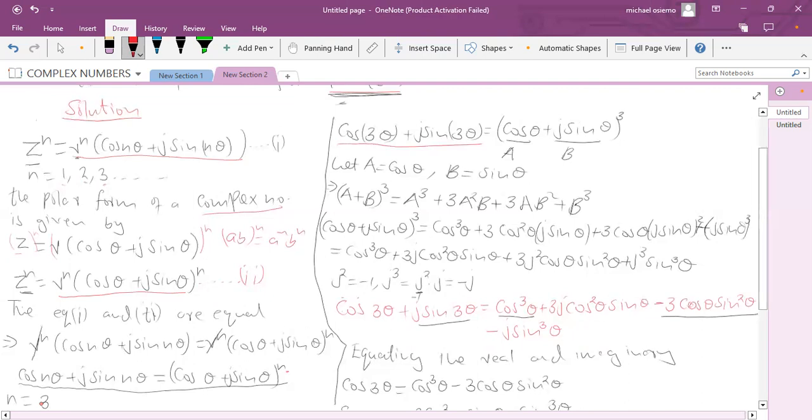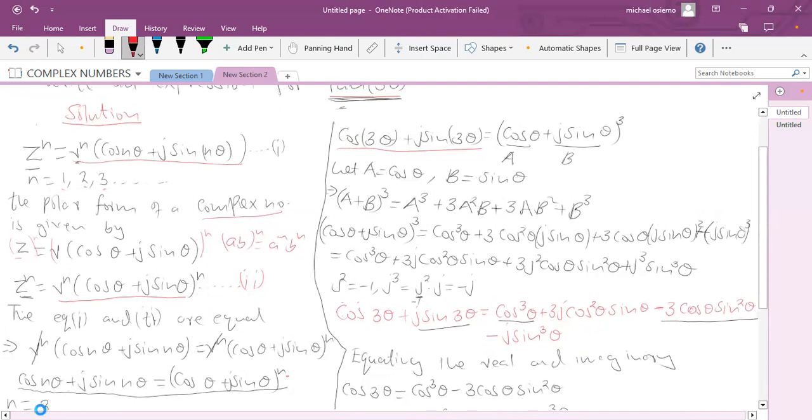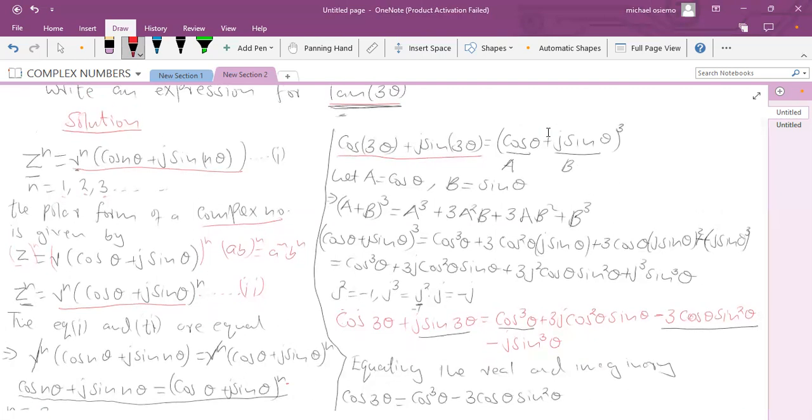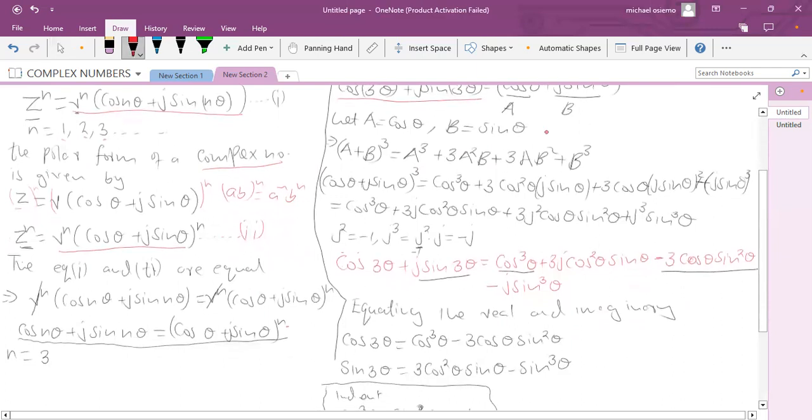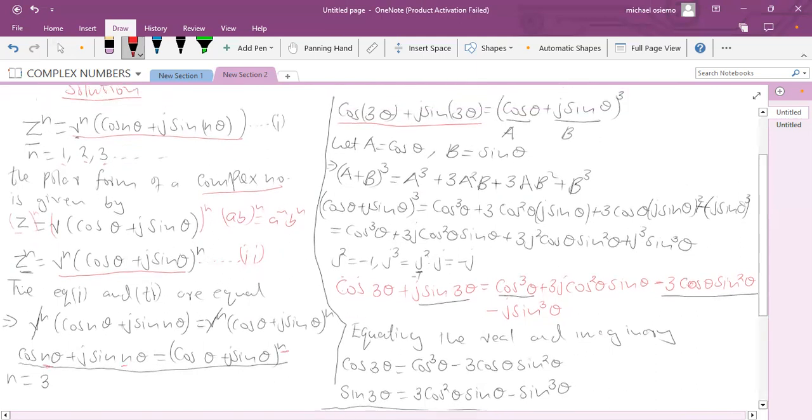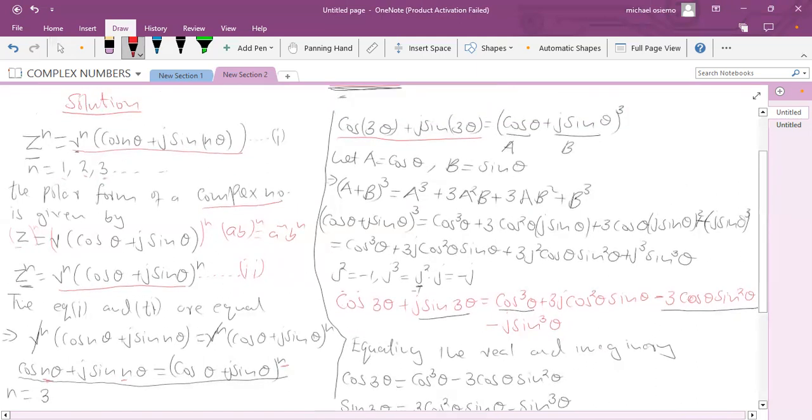Now, from our question, if we want cos 3θ, then it means that our n is 3. So we substitute our n by 3, and we are going to have cos 3θ + j sin 3θ is equal to (cos θ + j sin θ) raised to power 3.